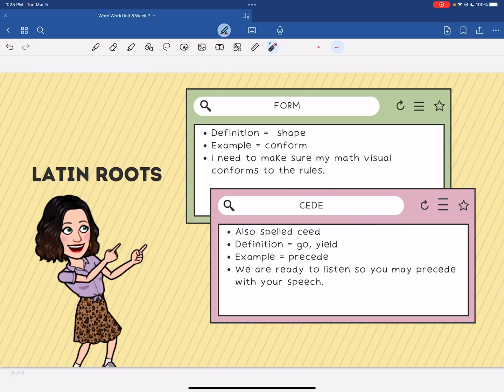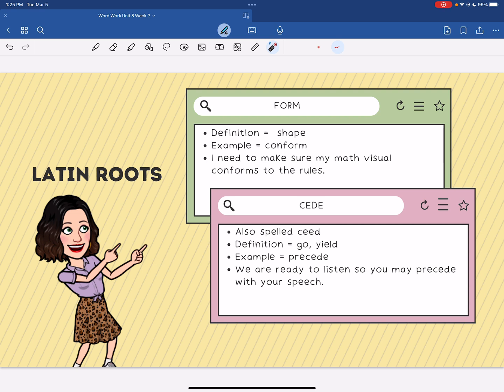The third root word we're talking about is form. Form, as you may have guessed, means shape, as in conform. An example sentence is, I need to make sure my math visual conforms to the rules.